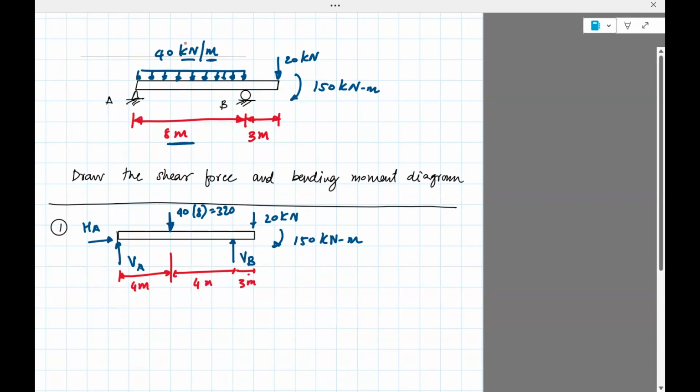Okay, this simplification is only good for the reaction forces. This simplification of putting it as a point load will not work when you draw the shear force and bending moment diagram. We'll have to retain the distributed load when we do those.